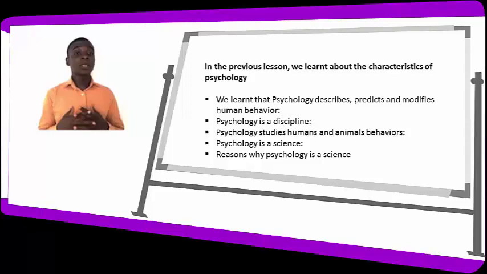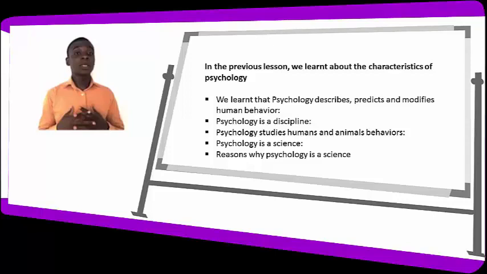In the previous lesson, we learned about the characteristics of psychology. We learned that psychology predicts, describes, and modifies human behavior. We also learned that psychology is a discipline, that it studies human and animal behavior, and that psychology is a science. Then we looked at the reasons why psychology is a science. So those are what we learned in the last lesson.